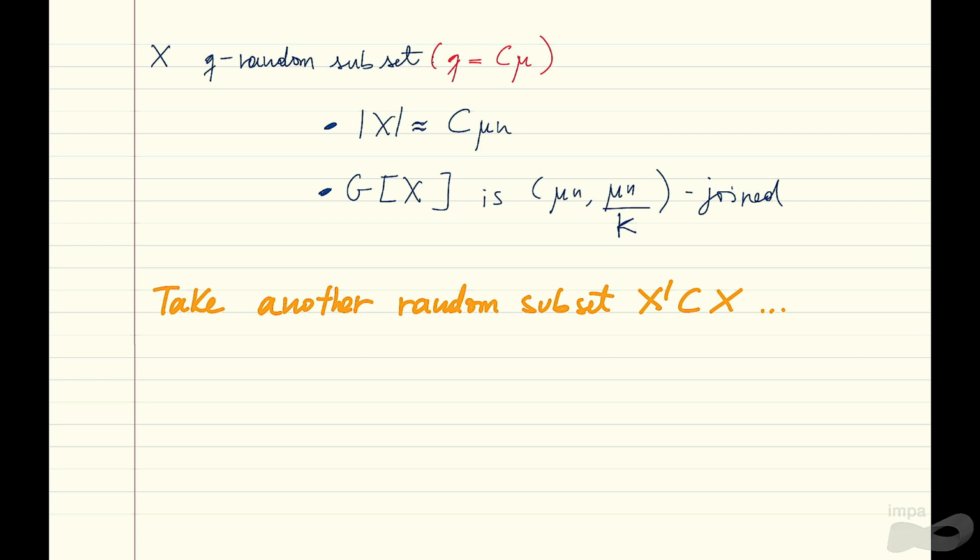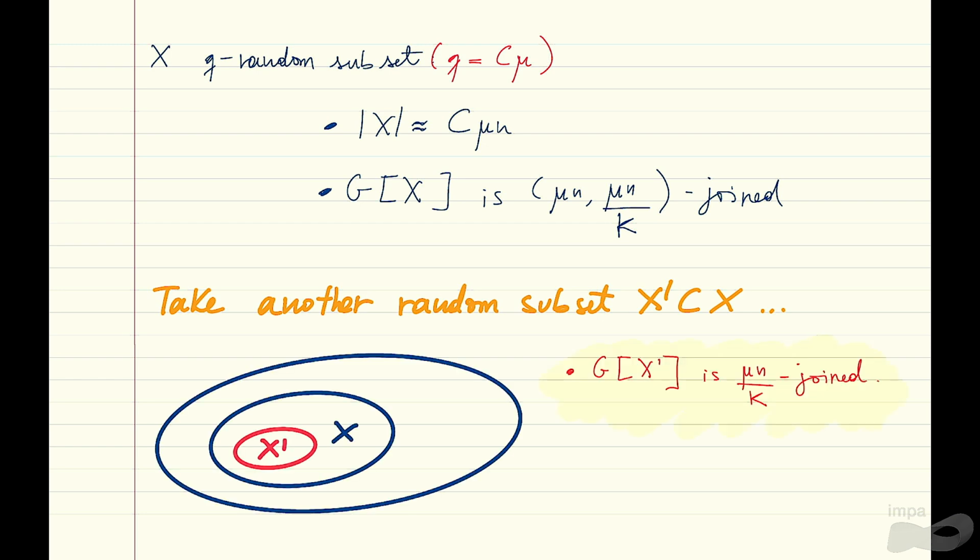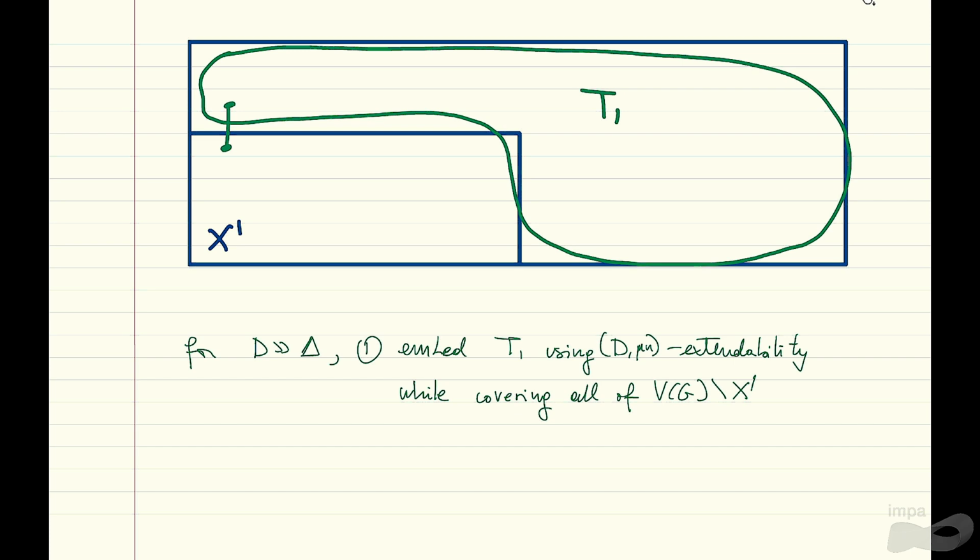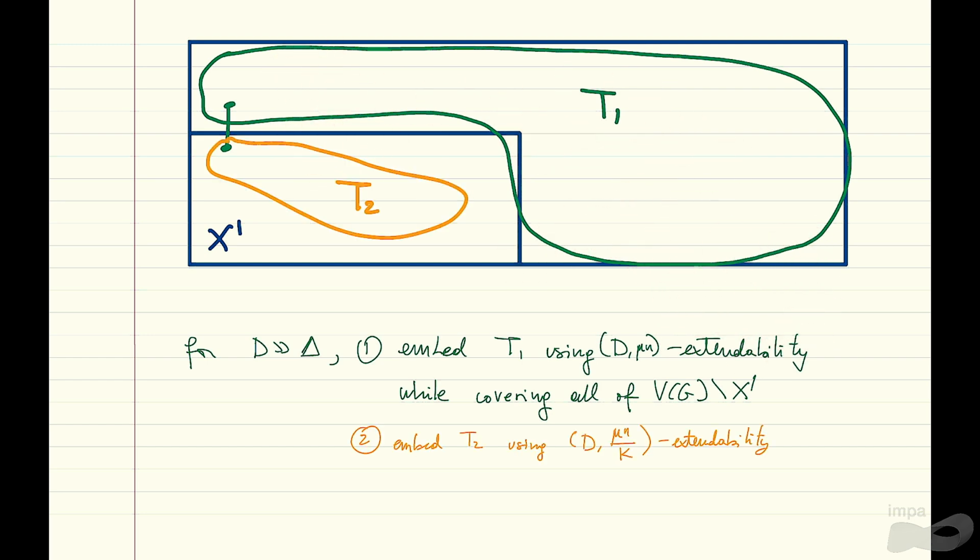What we can do next is to take another random subset. So here we have G. We pick X randomly. Then we pick X prime randomly. Now in X, you can prove that with positive probability, the induced graph by X prime is going to be mu n over K joined. So if you want to embed T, what we do is first embed a big chunk of the tree here, covering every vertex outside X prime, and then use extendability to embed the rest of the graph.